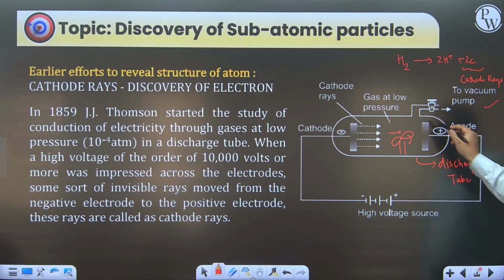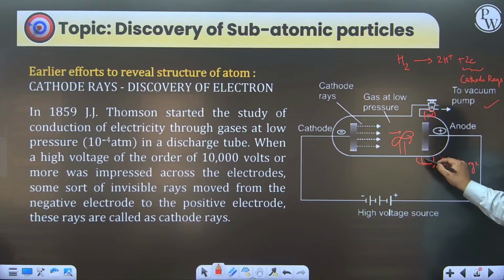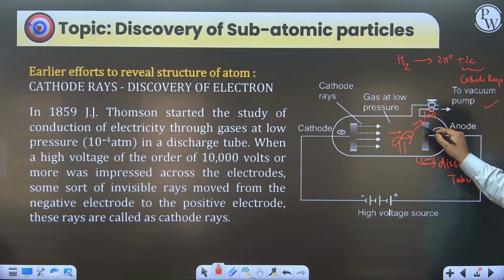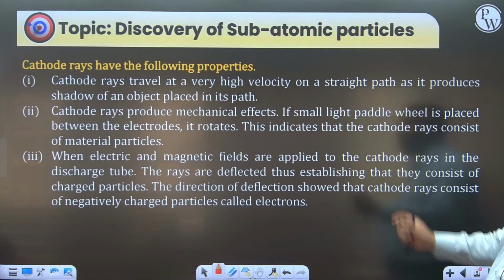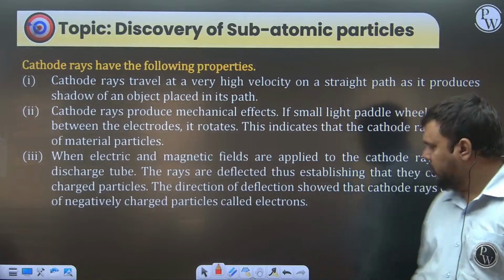He also had a positive plate and a negative plate attached over here, and he saw that there was deviation towards the positive plate. That means they are negatively charged. So J.J. Thomson made many observations, which you can see over here. Every observation we are having.